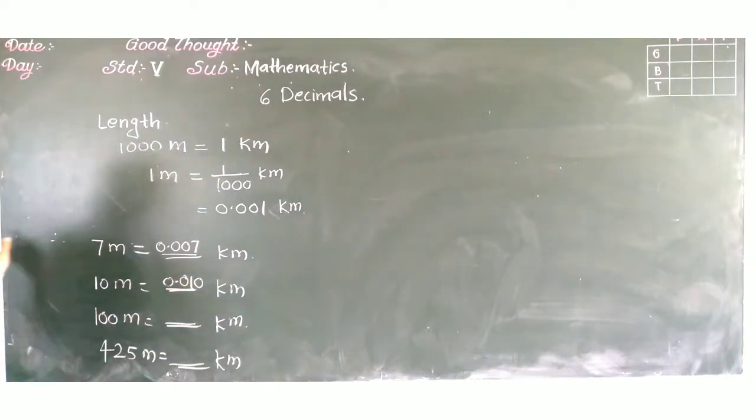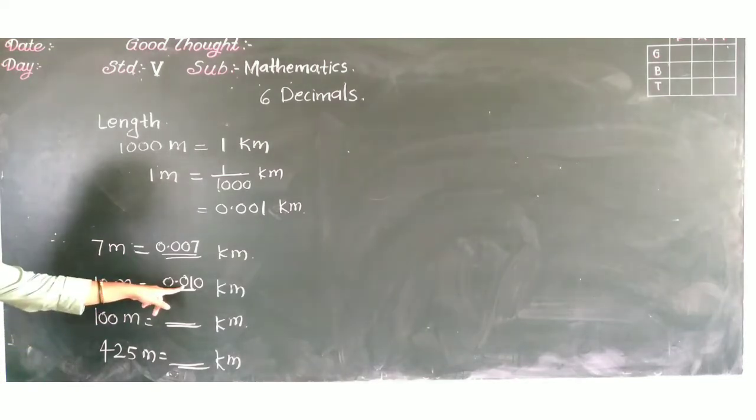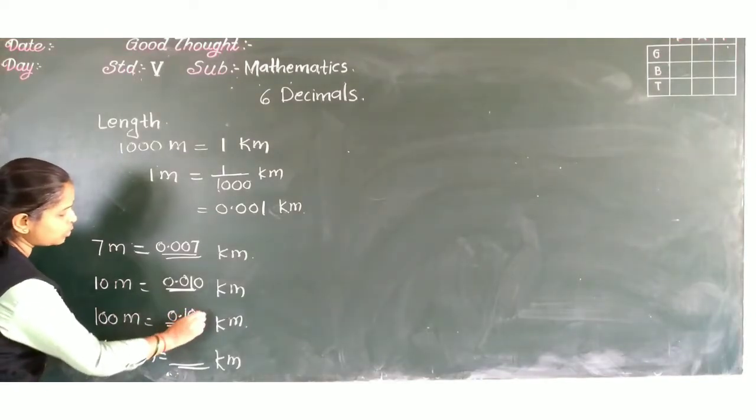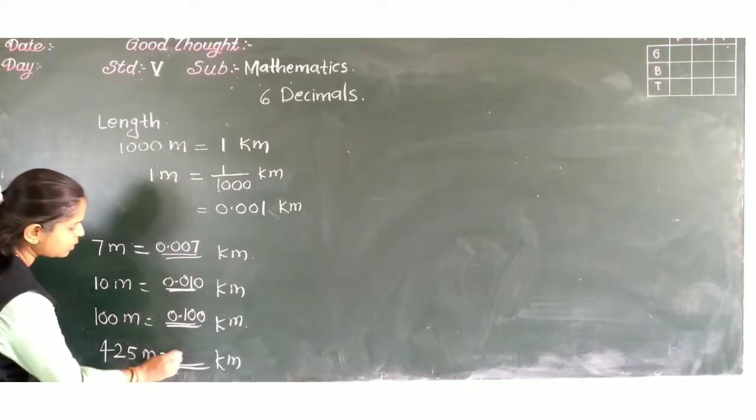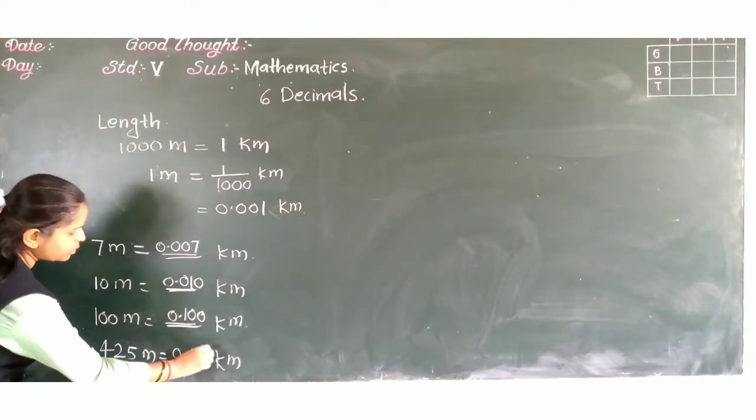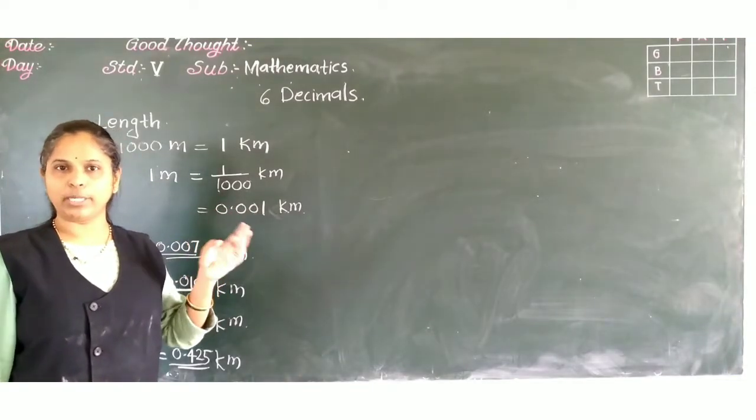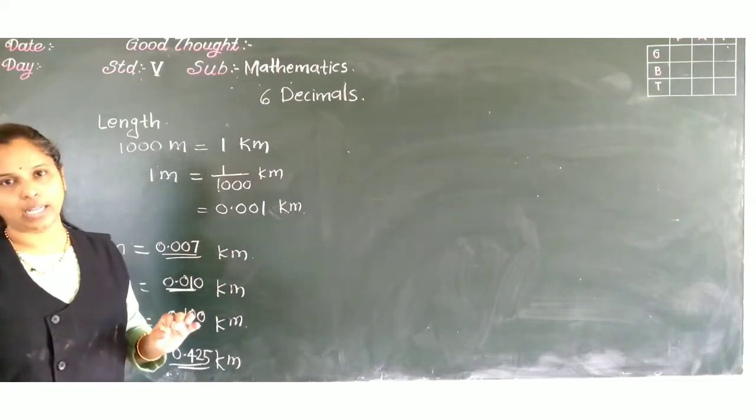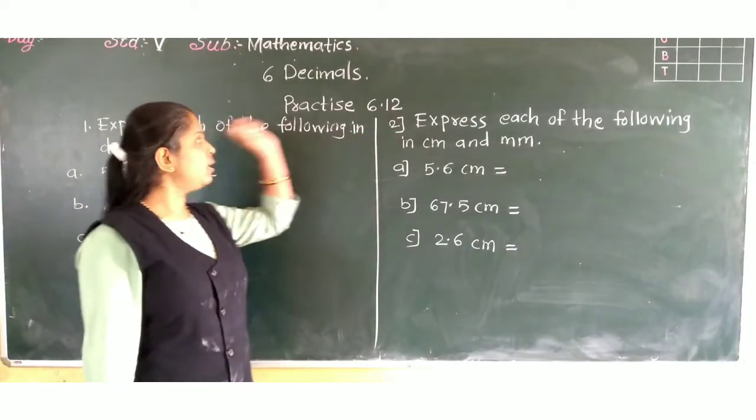10 meter. So how to write it? 0.010. Correct? Here 0 don't write because already 2 digits are there. So only 1 zero we have to add. Now here see, already 3 digits are there. So 0.100 kilometer. Or you can write 0.1 also. Here 425 means 0.425 kilometer. Okay. In this way, meter to centimeter, then kilometer to meter, millimeter to centimeter, we can write together using decimals.